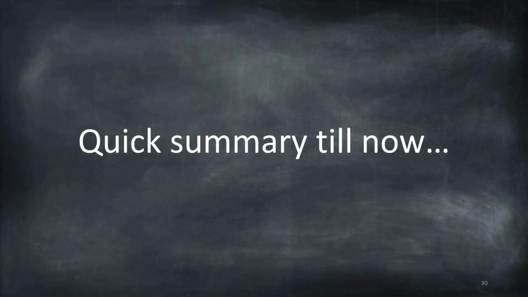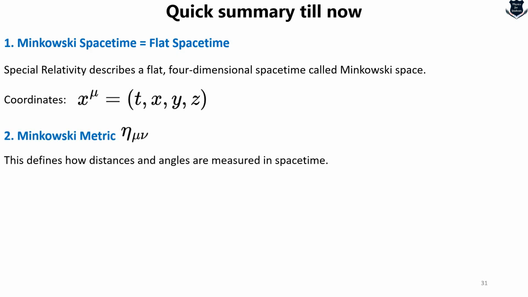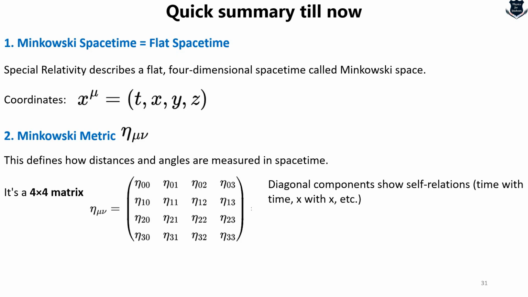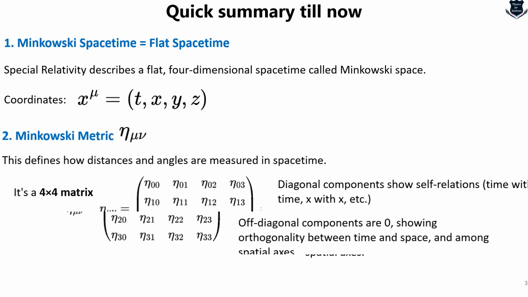Now here is a time that we should do a quick summary before we move on to the next topic. What we have learnt is that Minkowski spacetime equals flat spacetime. These are the coordinates. The Minkowski metric is denoted by eta mu nu, which tells what distances and angles we find. We also find that the diagonal components show self-relations and the off-diagonal components show orthogonality, that means time and space, etc.